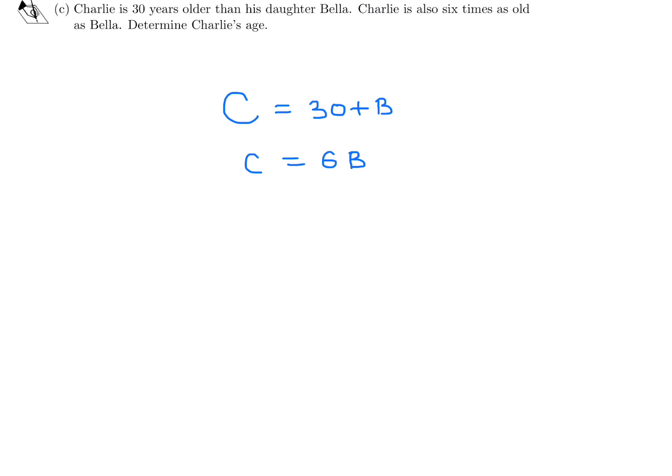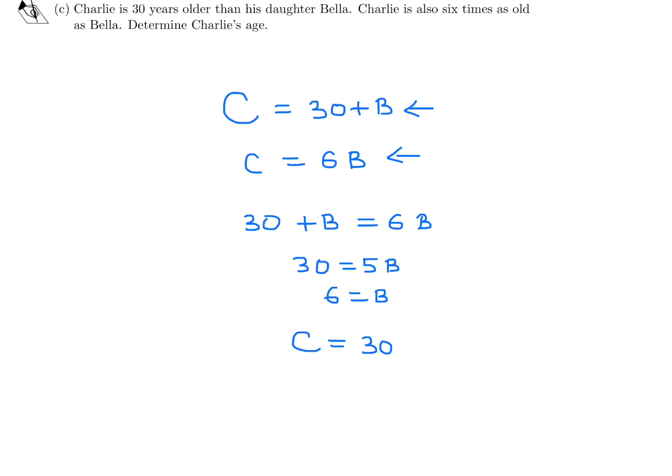So C equals 30 plus B, C equals 6B, so set them equal to each other. 30 plus B is equal to 6B, and therefore 30 is equal to 5B, and that means B is equal to 6. And therefore Charlie is, you can plug B equals 6 into either one of these. If you plug it into the first one, you get 30 plus 6, which is 36. So Charlie's age is 36.